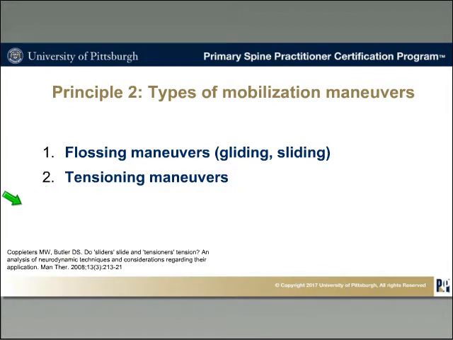Principle number two, the types of mobilizing maneuvers. There are flossing maneuvers and there are tensioning maneuvers. A term for flossing maneuvers sometimes is, you'll see the term gliding or the term sliding. So the term gliding and the term sliding can be seen as synonymous with flossing. So there are two types of mobilization maneuvers that we apply: flossing maneuvers and tensioning maneuvers.